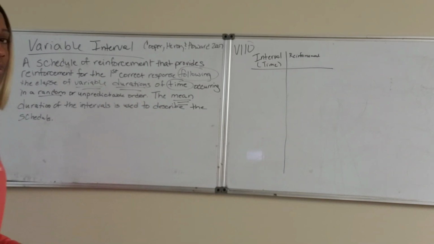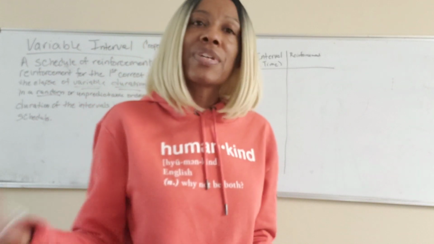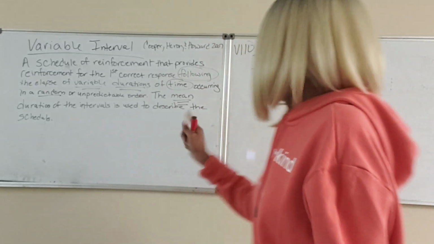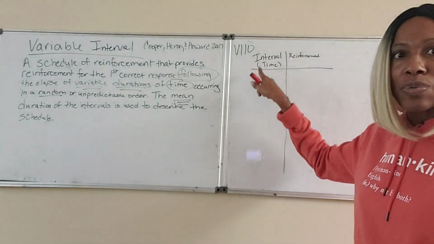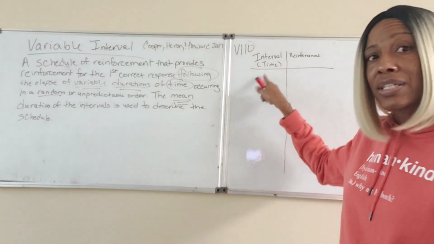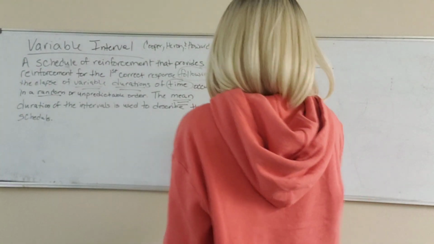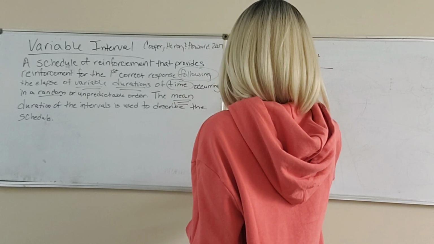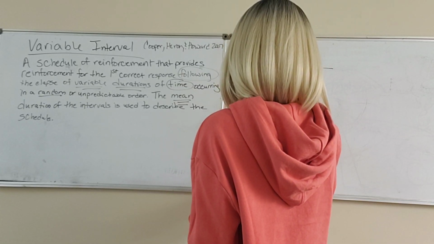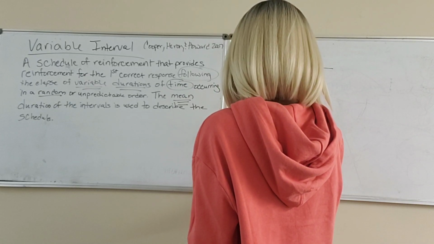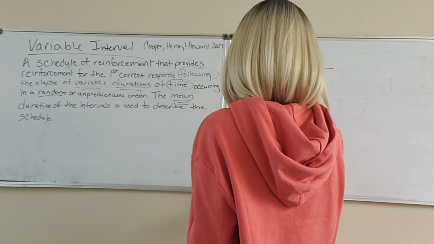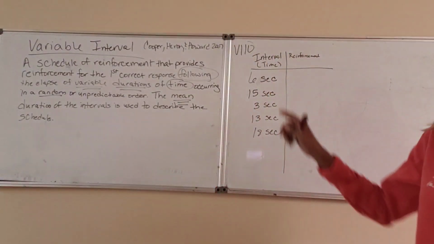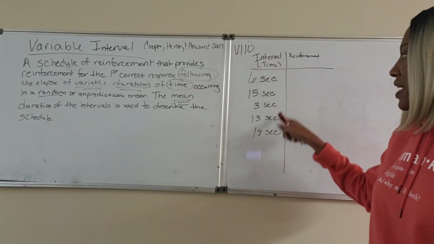All right, so we're going to use a VI10. In the previous example on variable ratio, we used the VR10, so why not use the VI10? So the difference here is, instead of responses, we're going to have time periods that need to elapse. So we'll use similar numbers. So here we'll have 6 seconds, 15 seconds, 3 seconds, 13 seconds, 18 seconds. So we have our intervals, which are seconds.